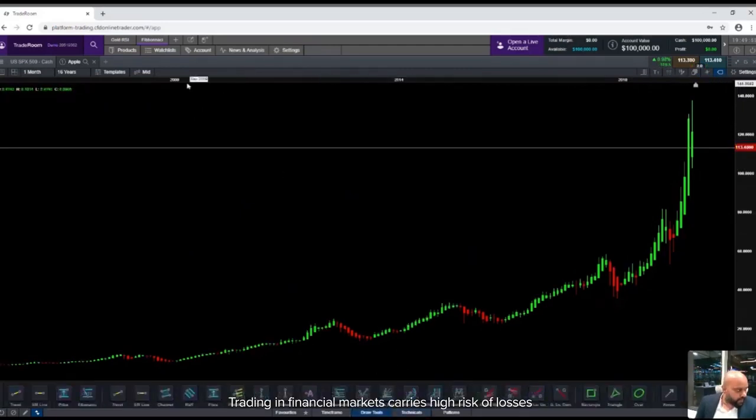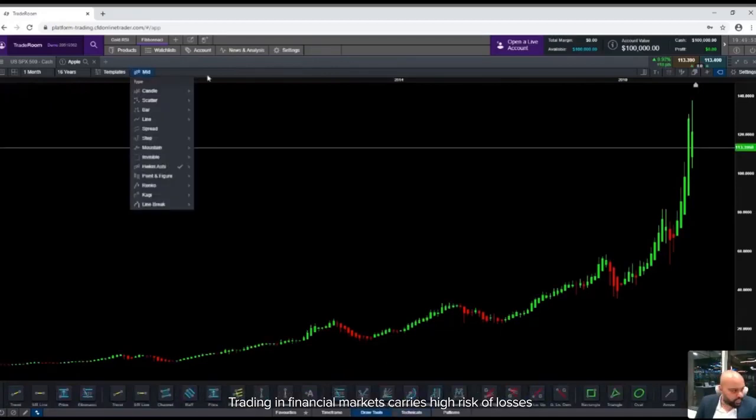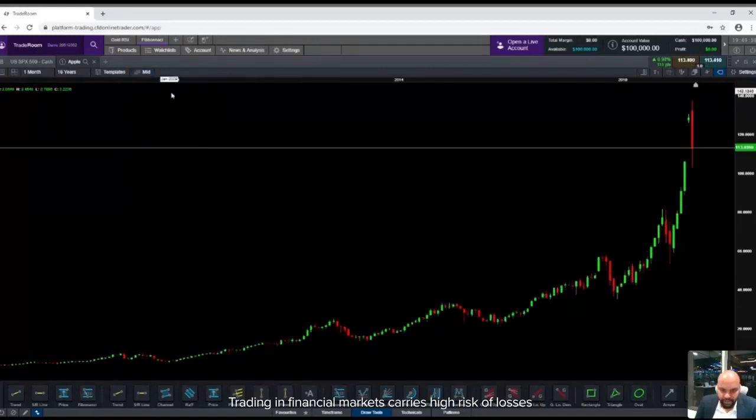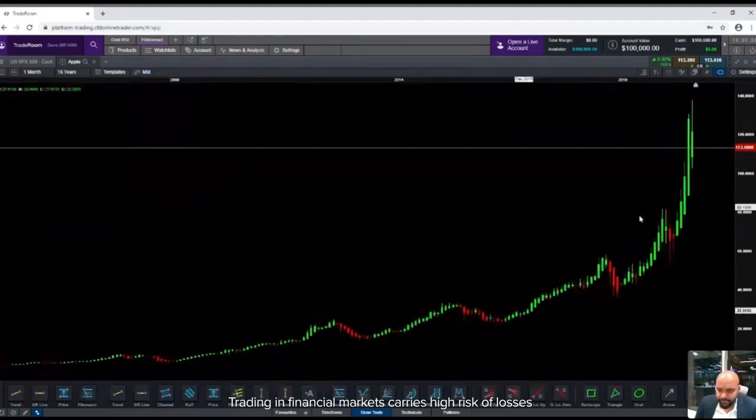Again, I'm using a different type of candlestick. It is known as Heikin Ashi. This is your normal candlestick, this is how it looks. It has a lot of red and greens, but it does not show you a clear trend. But if I use Heikin Ashi, it shows you a clear trend.